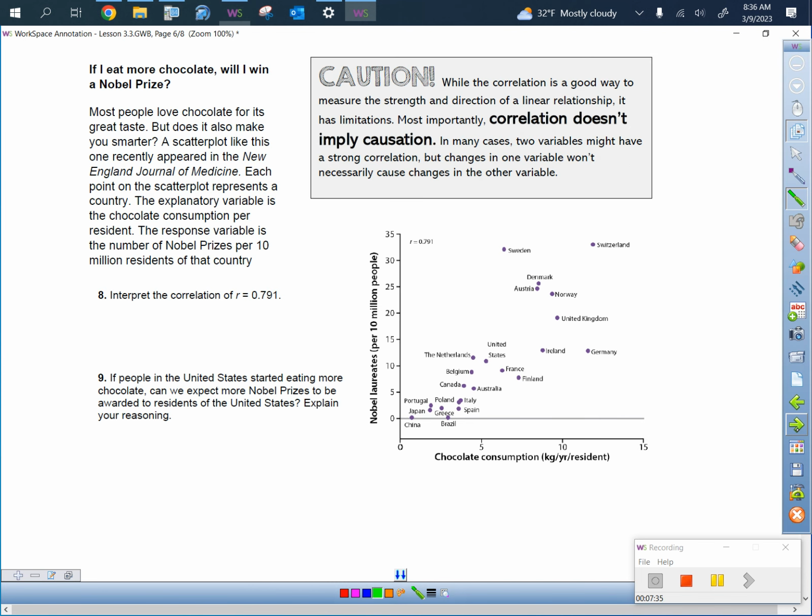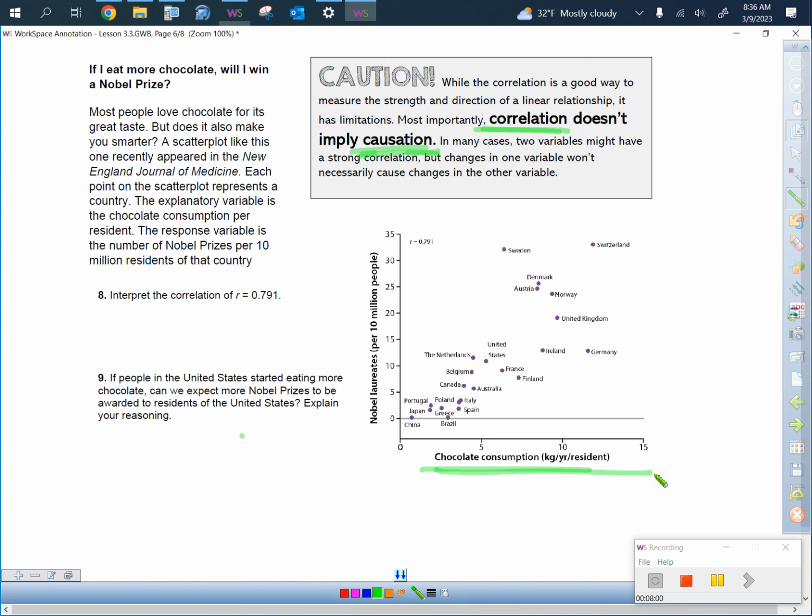And then lastly, do not assume that correlation implies causation. Here's the story. Most people love chocolate for its great taste. I know not everybody does, but most people do. Does chocolate make you smarter? What would you think about that? If you eat chocolate, will that increase your intelligence? Probably not, right? But here's what they did.